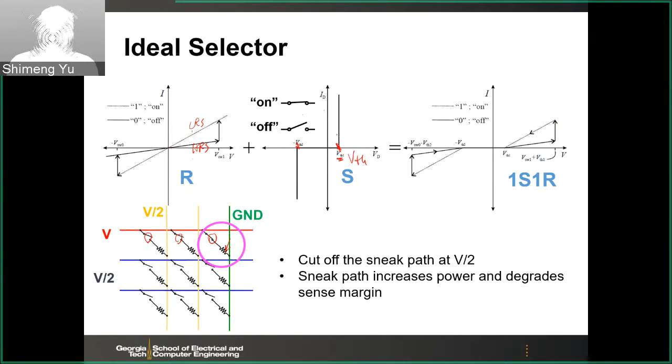It's a 2-terminal device. Like in the on state, you short circuit, and in the off state, you open the circuit. So if you have this selector ideally connected with the resistor, you have this 1S1R element at each cross point, 1S1R. And then if you combine the I-V of those 1S and 1R, you will get this kind of I-V. Basically, below the threshold voltage, your current is cut off.